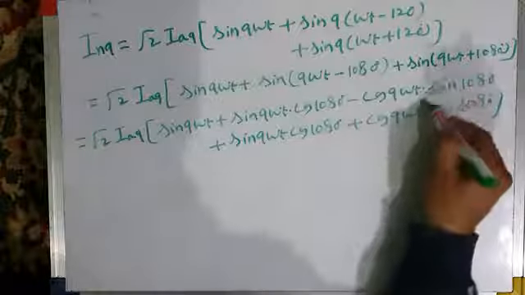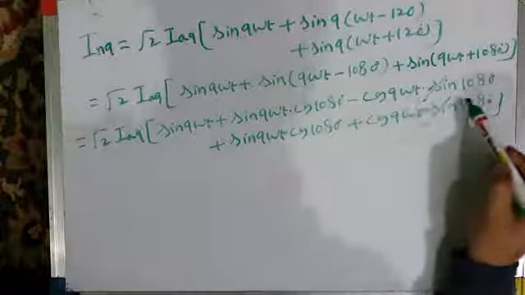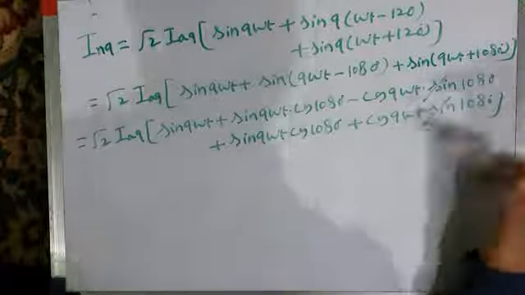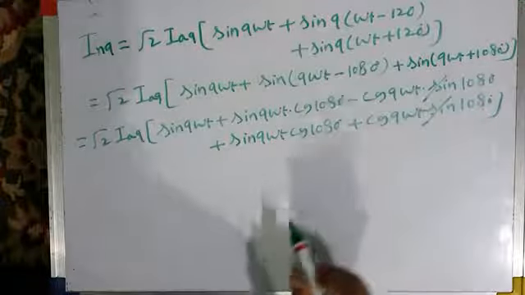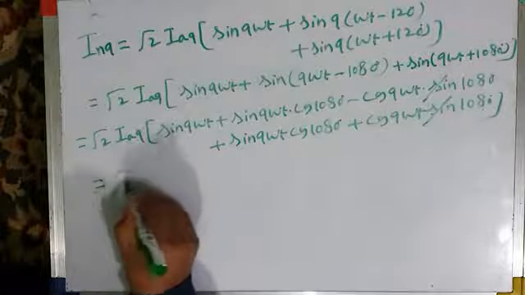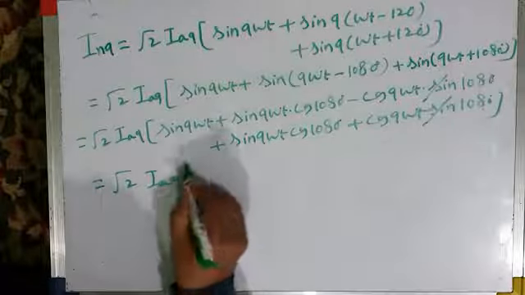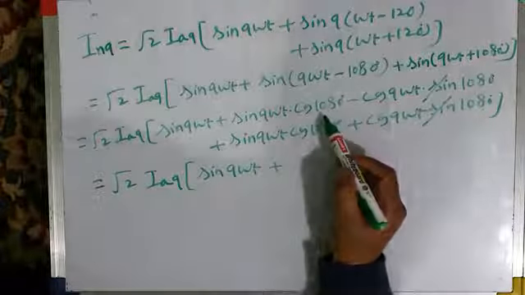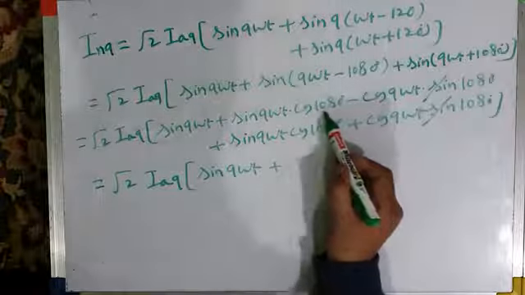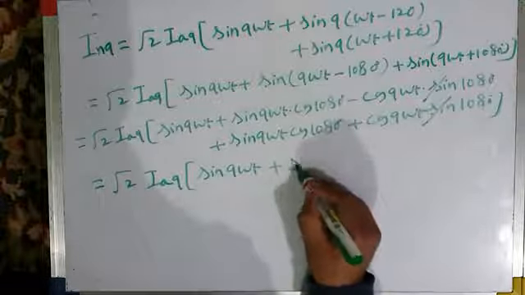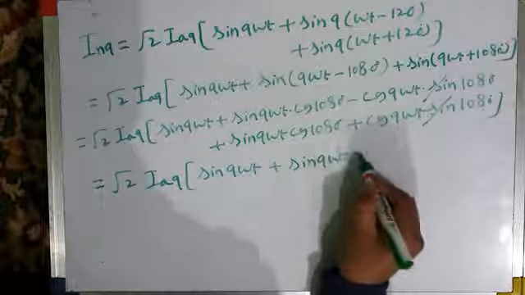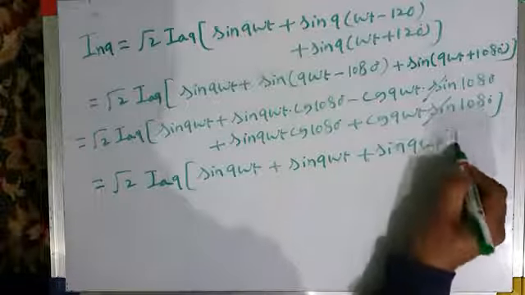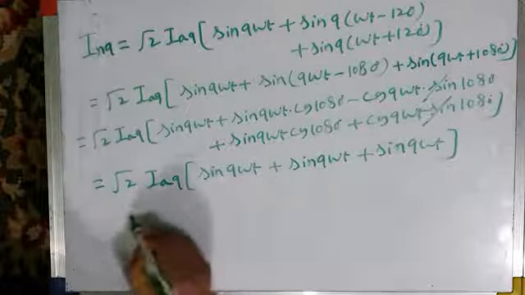Okay, now this term, minus cos 9 omega t sine 180 degrees plus cos 9 omega t sine 1080 degrees, they are plus and minus, they will cancel, they will add up to 0. So you are left with root 2 ia9. First term is sine 9 omega t, and incidentally, cos 1080 degrees is also equal to 1. So 1 into sine 9 omega t is sine 9 omega t. Then similarly here, plus sine 9 omega t. That means the ninth harmonic also does not add up to 0. It flows in the neutral.